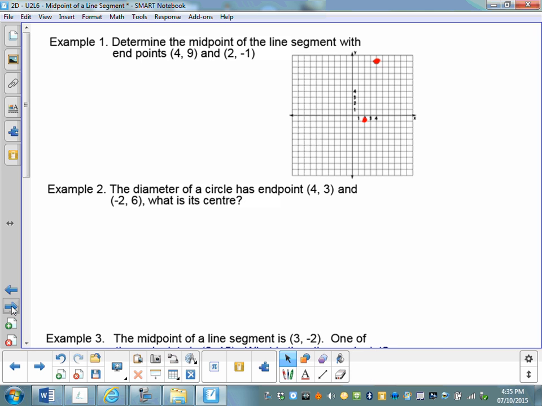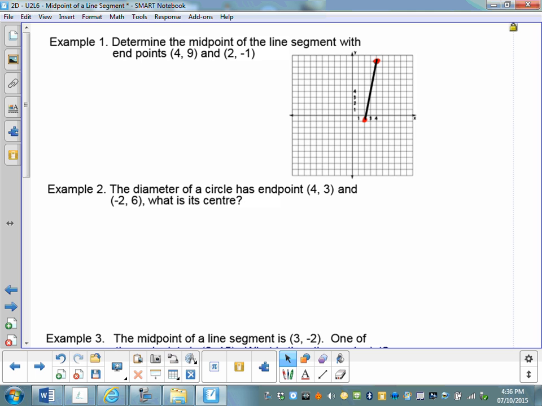So I want to try and find the midpoint of this line here. Let me just straighten that guy out a little bit. So let's go on to there. Just move this guy over a little bit. Yeah, that's pretty good there. Okay, so we're trying to find the midpoint of that particular line.